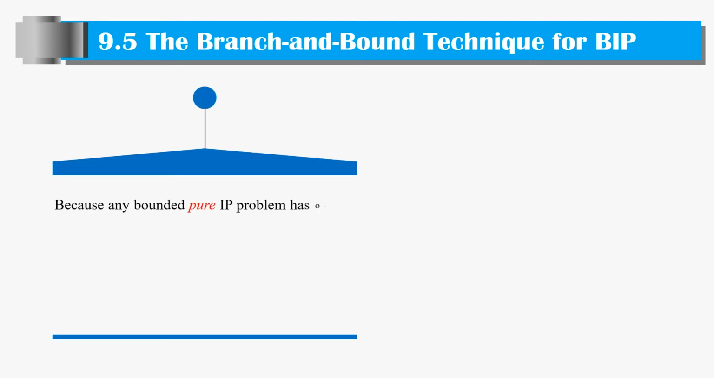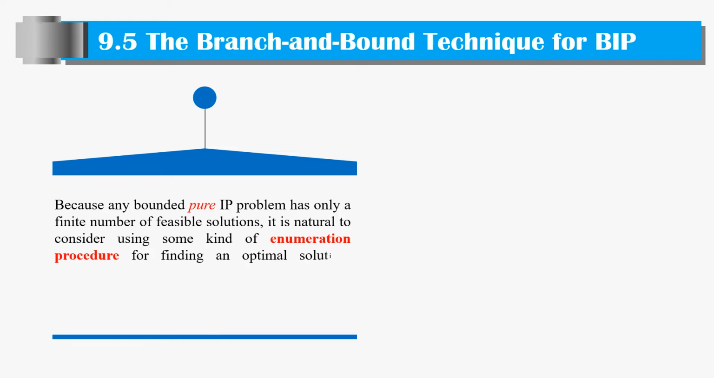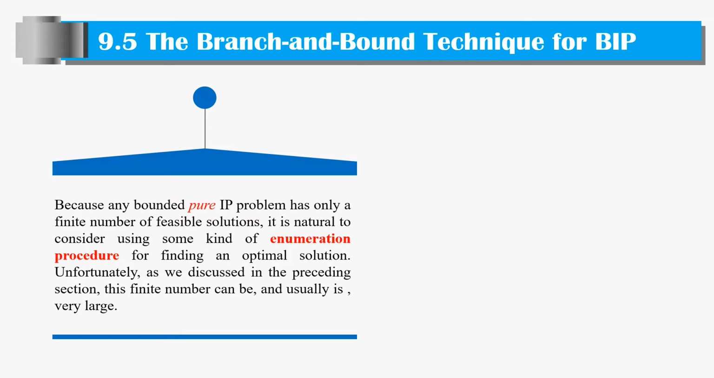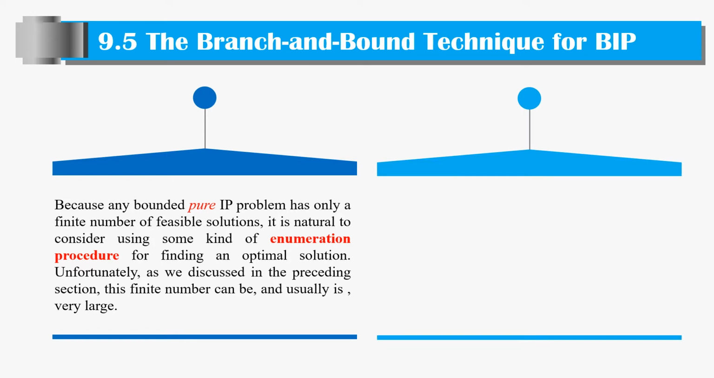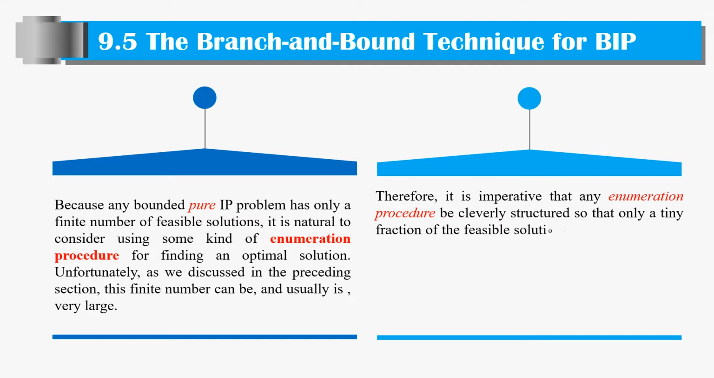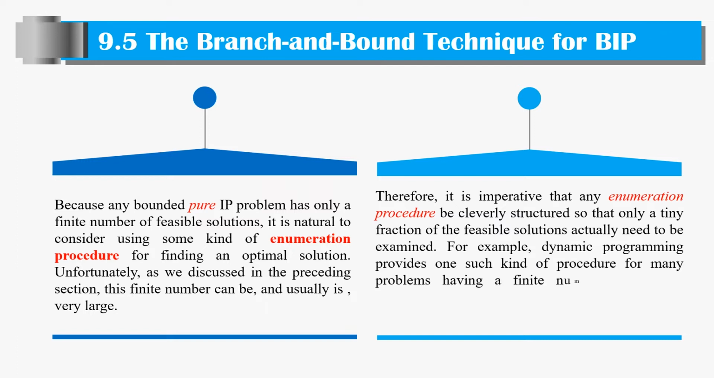Because any bounded pure IP problem has only a finite number of feasible solutions, it is natural to consider using some kind of enumeration procedure for finding an optimal solution. Unfortunately, as we discussed in the preceding section, this finite number can be, and usually is, very, very large. Therefore, it is imperative that any enumeration procedure be cleverly constructed so that only a tiny fraction of the feasible solutions actually needs to be examined.